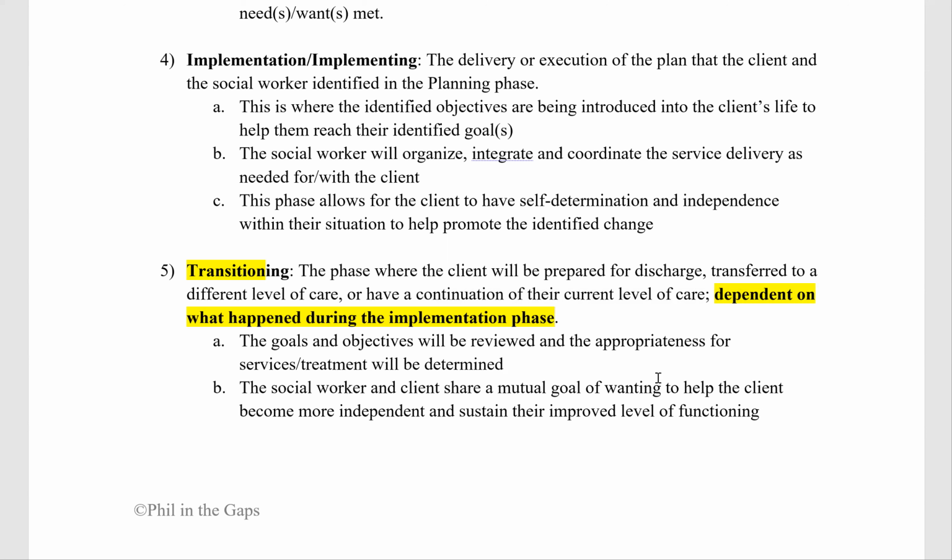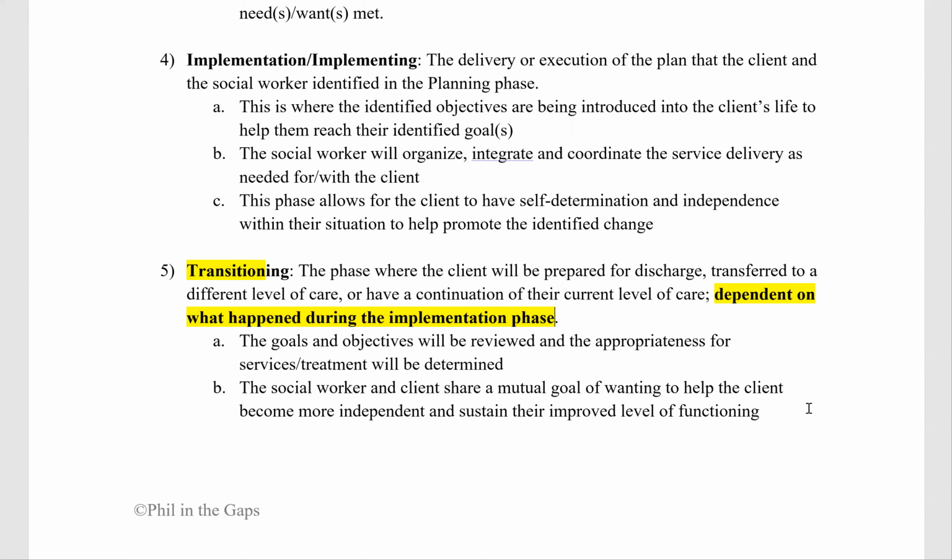This is where the goals and objectives will be reviewed and the appropriateness for services and treatment will be determined. At the end of the day, the goal, or multiple goals, is what we are trying to achieve. And again, the objectives may have to be amended based on the person's needs and or the progression. So at the end of the day, the social worker and client will share a mutual goal of wanting to help the client become more independent and sustain their improved level of function if it is there.